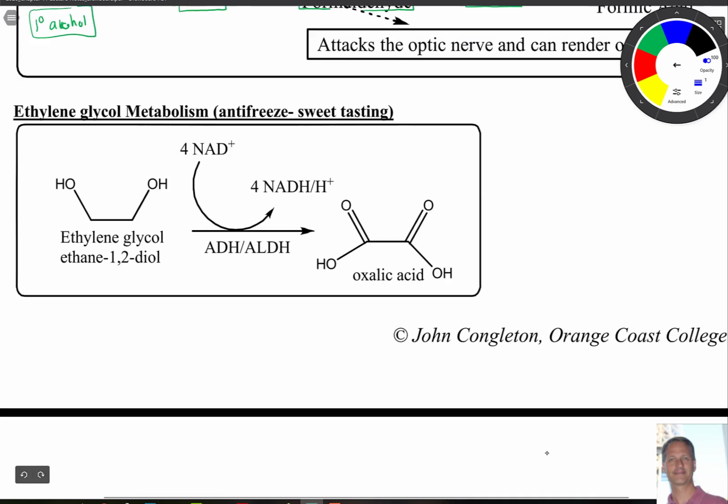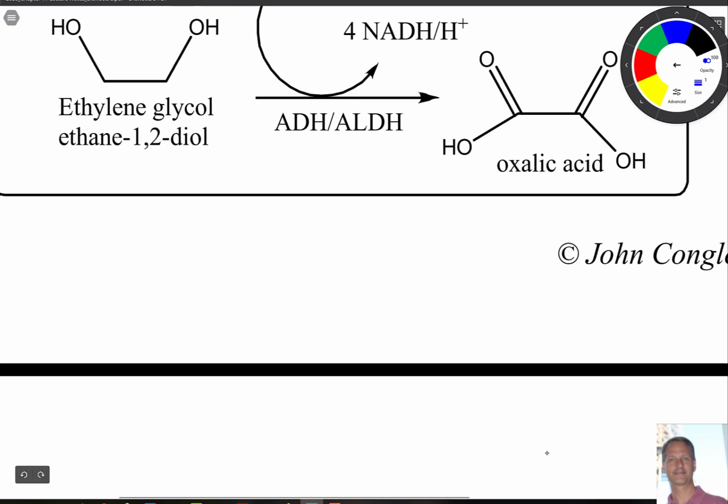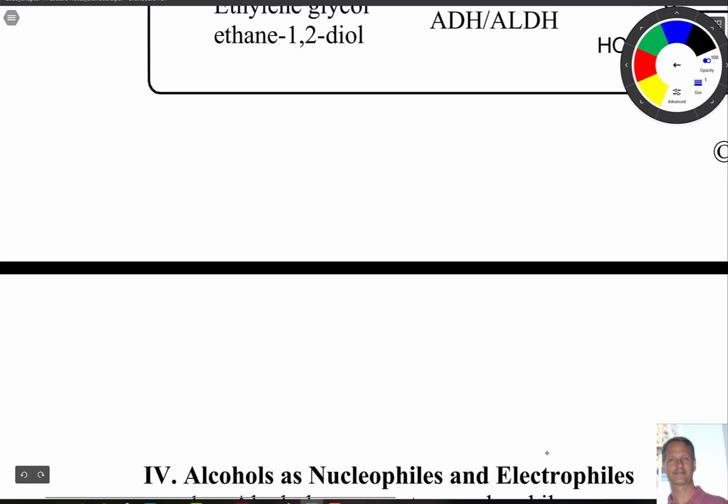So how do we treat this type of situation? Well, what we need to do is distract ADH so that we can just excrete the methanol, or the ethylene glycol, before it gets metabolized to the oxalic acid. So let's just talk down below here real quickly about the treatment for methanol/ethylene glycol poisoning.